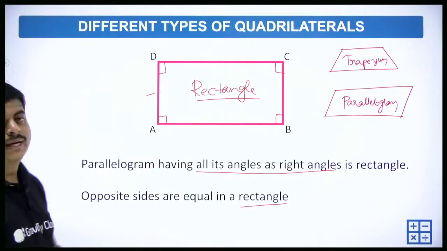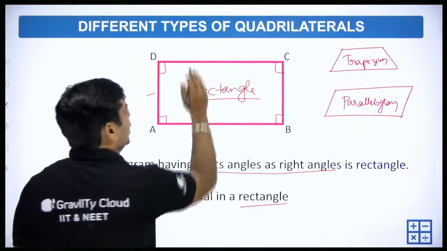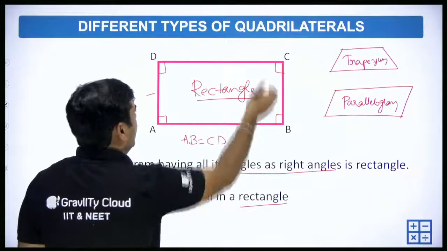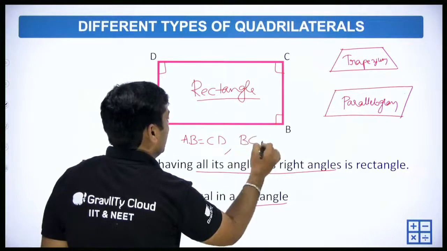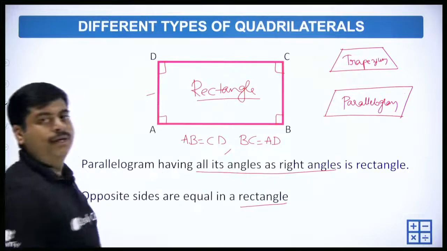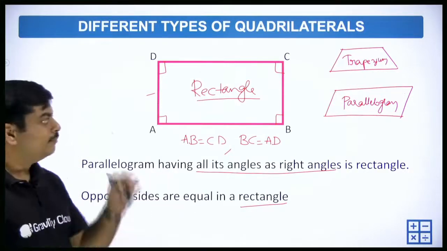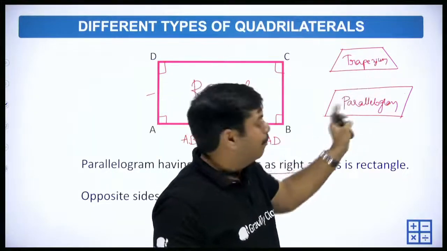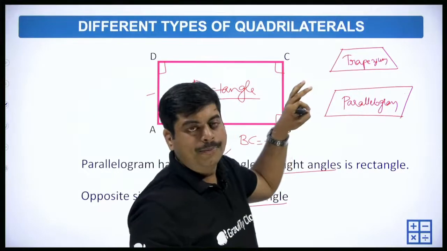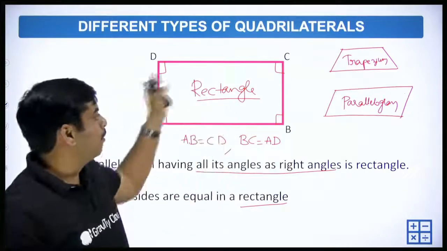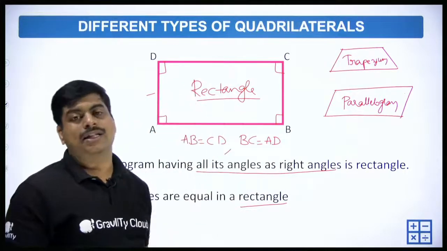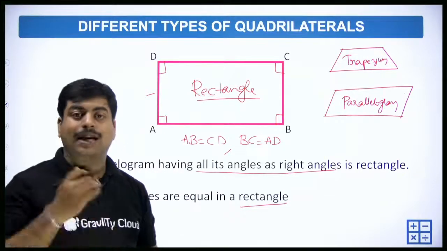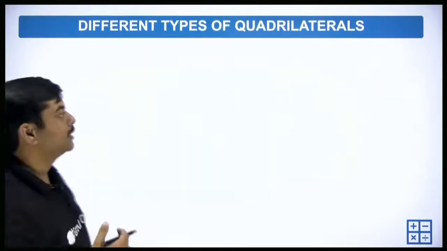Opposite sides are equal in a rectangle. That means AB and CD are equal, and BC and AD are equal. So this is how we define a rectangle. We discussed the trapezium, where one pair of sides is parallel; when both opposite sides are parallel, we say parallelogram; and when opposite sides are parallel and we get right angles, it is called a rectangle. Still, there are more quadrilaterals that we are going to discuss in today's class.